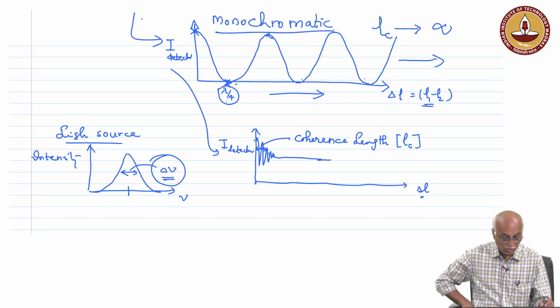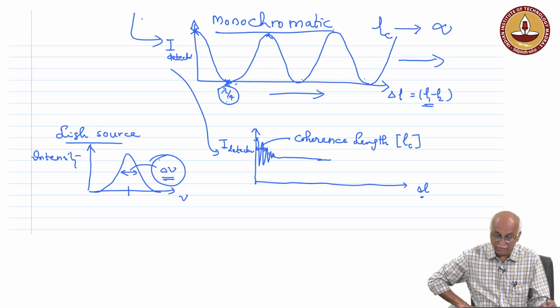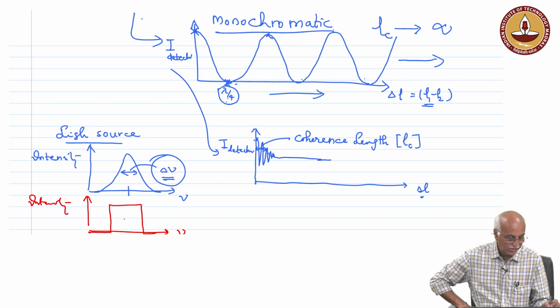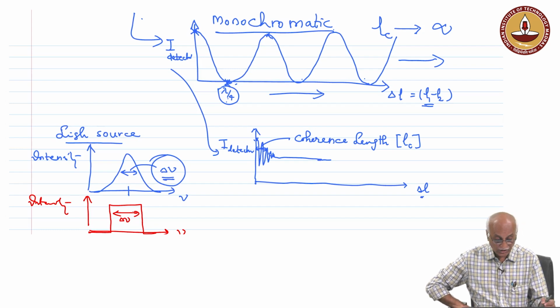Of course, if the spectral characteristic is flat, that means the intensity is constant for a certain wavelength range. For example, if we have a light source with a flat frequency range, this is the intensity of the light source, this is the frequency, and this band is within which the intensity is almost constant. So, it is a flat spectral characteristic.